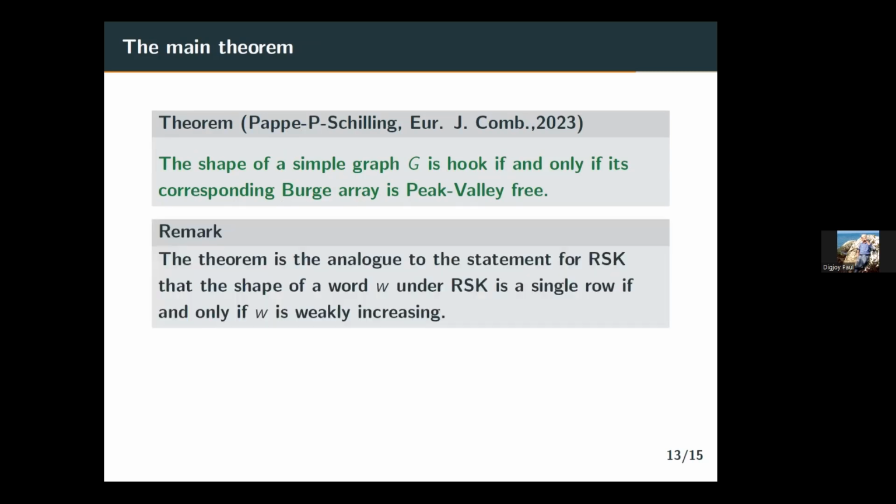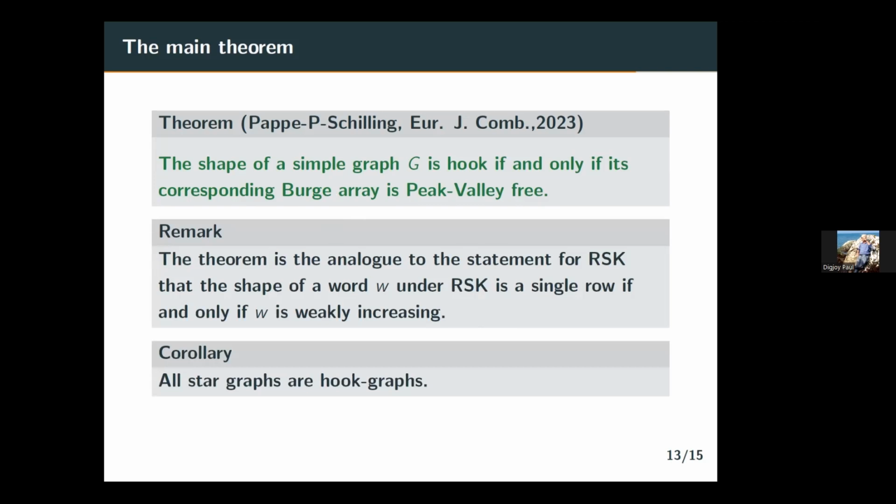And the remark is that this theorem is analogous to the statement for RSK correspondence, of when a word corresponds to a tableau with a single row. So this is the analogous result to it. So this is the first step towards the Schensted result. And from the main theorem, the corollary is that all star graphs are hook graphs. A star graph means you have at some point all the vertices joined to it.